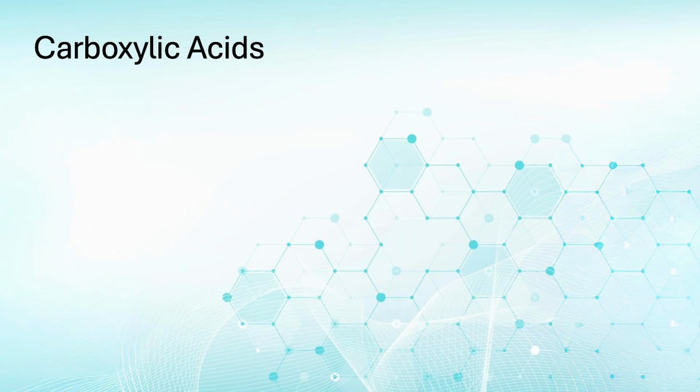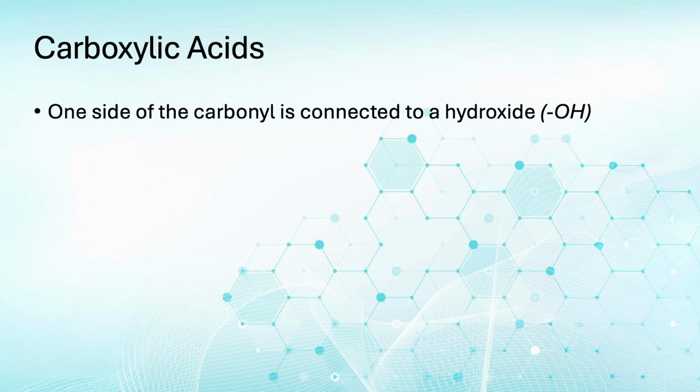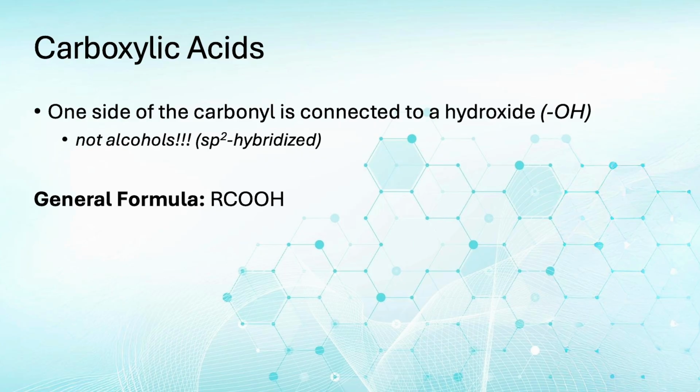Carboxylic acids have one side of the carbonyl attached to a hydroxyl group. We can represent carboxylic acids with the formula RCOOH. Notice that carboxylic acids are not alcohols. The reason is because the carbon bearing the hydroxyl group is sp2 hybridized. This makes the molecule not an alcohol. However, there is a similar property or two between carboxylic acids and alcohols, which you may realize later.